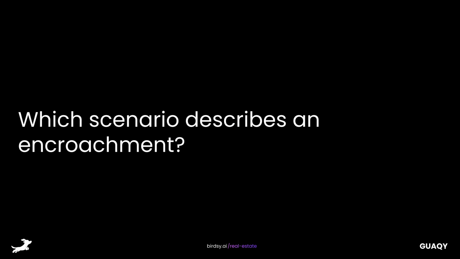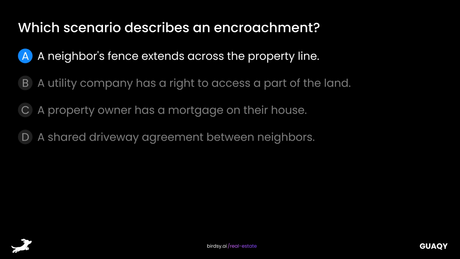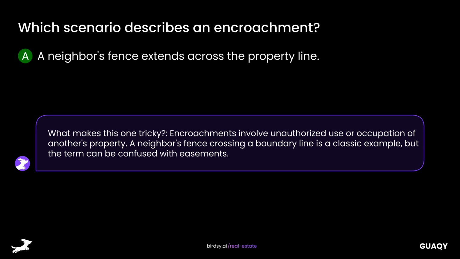Which scenario describes an encroachment? Is it A, a neighbor's fence extends across the property line? B, a utility company has a right to access a part of the land? C, a property owner has a mortgage on their house? Or D, a shared driveway agreement between neighbors? The answer is A, a neighbor's fence extends across the property line. What makes this one tricky?